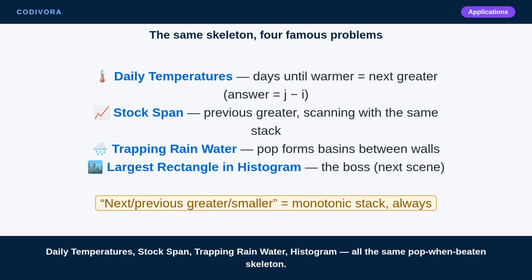The same skeleton solves a wall of famous problems. Daily temperatures. How many days until something warmer? That's next greater with the answer being the index gap. Stock span flips direction. Previous greater. Trapping rainwater has a stack version where each pop closes a basin between walls. And largest rectangle in a histogram is the boss fight. Next scene. The recognition phrase is mechanical. The words next greater, previous greater, next smaller, or previous smaller, in any disguise, mean monotonic stack every time.